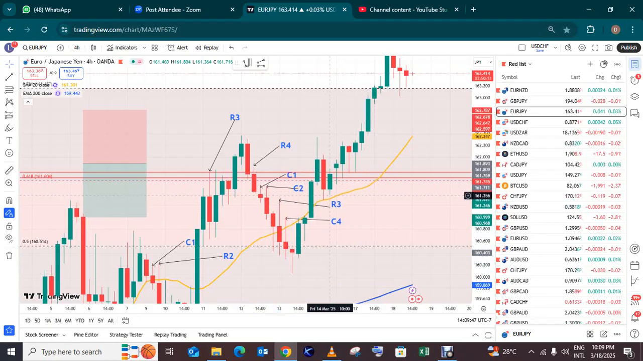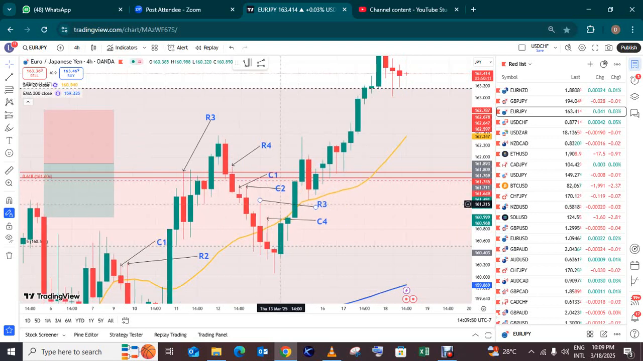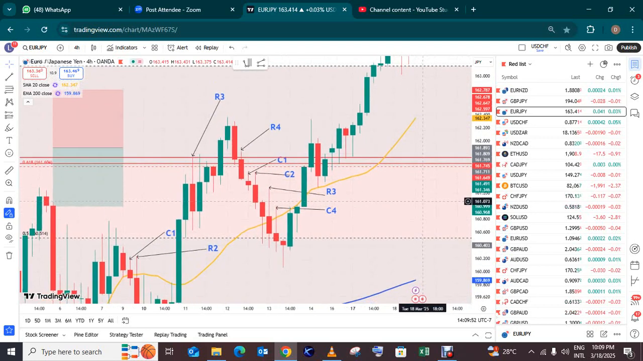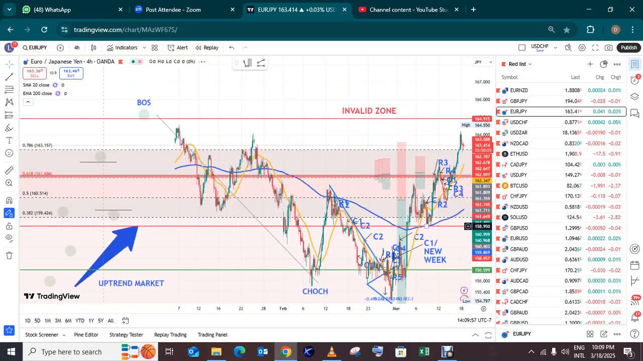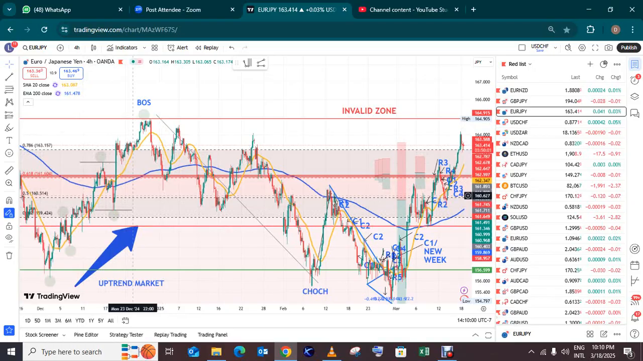Last week, remember this pair. This pair is an uptrend pair, and anytime it's an uptrend market, meaning we are seeing higher highs and higher lows, the market would want to see selling positions. That's the initial plan, to sell this market, because when you see an uptrend market, we're looking to sell, so we want to be selling this market.